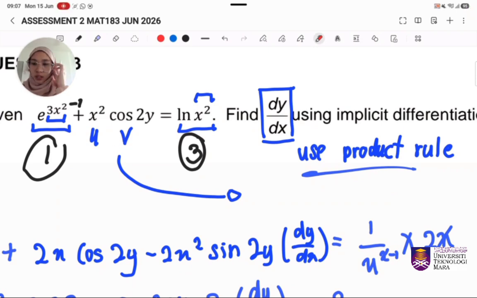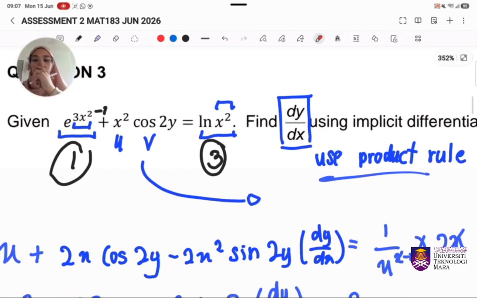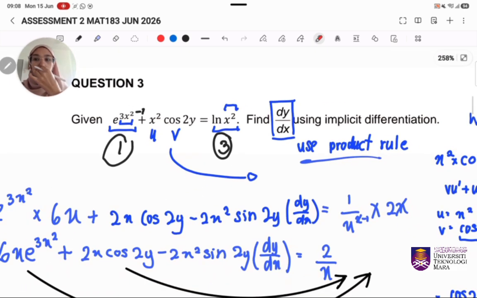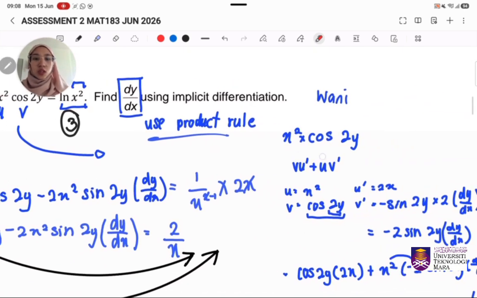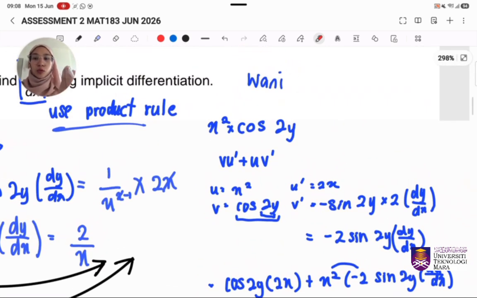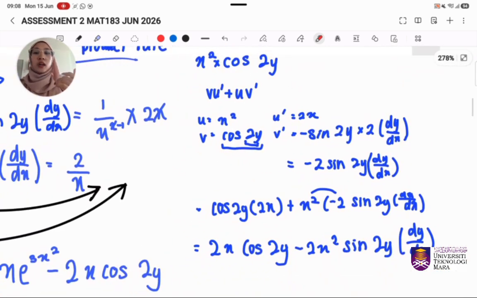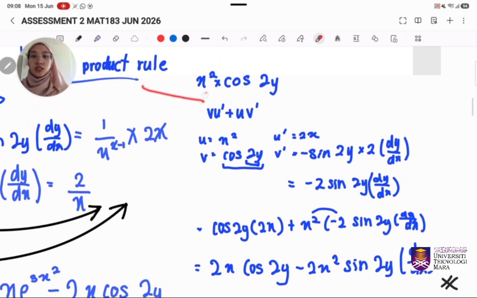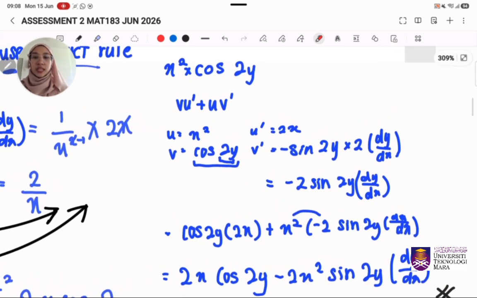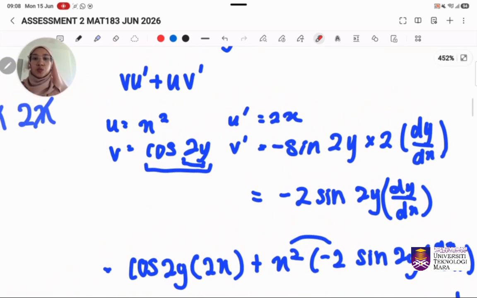For the second equation, if you look here, the relationship is multiplication, so we can use the product rule. The product rule is also a technique for differentiation. So how do we do the product rule? First we need to identify the formula for the product rule: vu prime plus uv prime. Next we need to identify what is u, what is v, what is u prime, and what is v prime. So we can list like this. This is u and this is v. So u prime is we differentiate u, and v prime is we differentiate v.